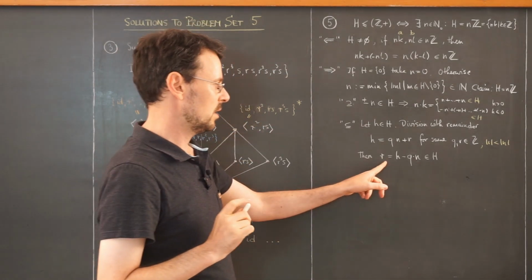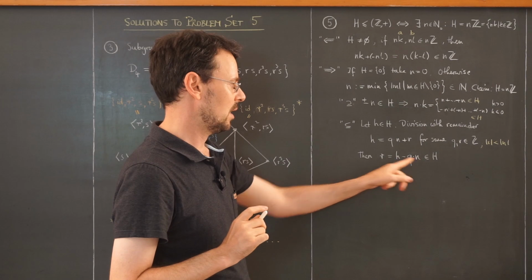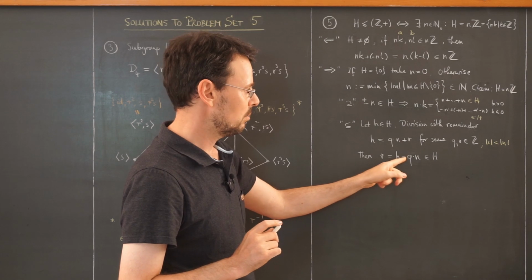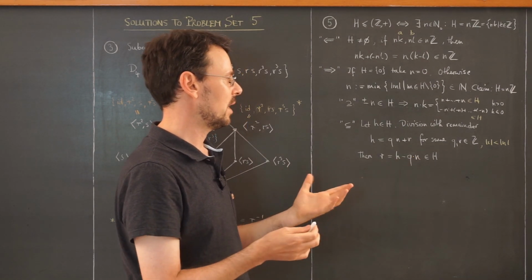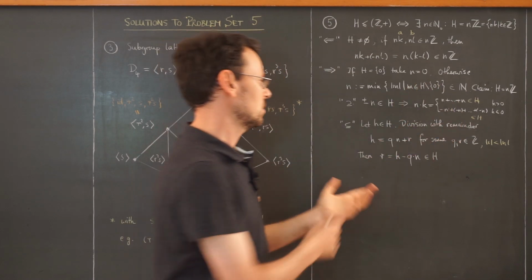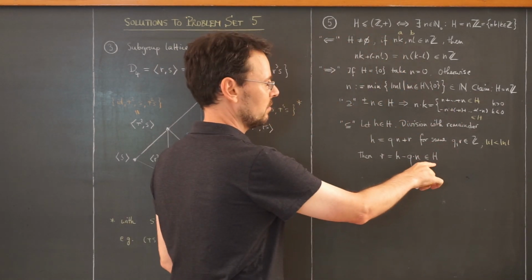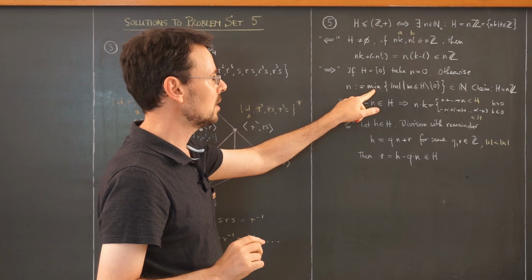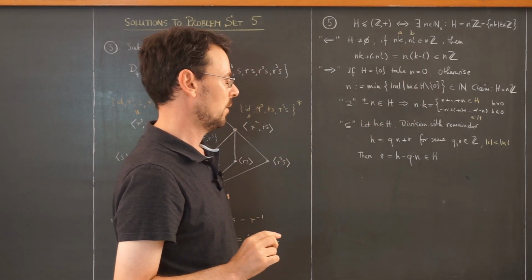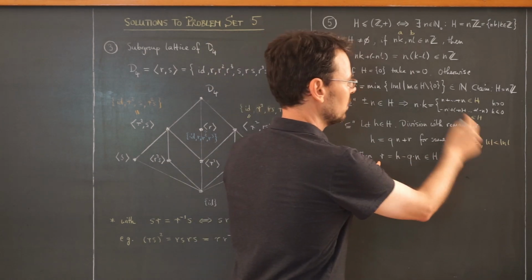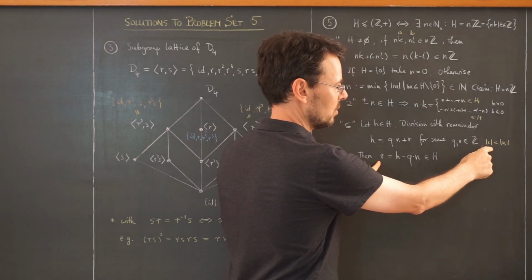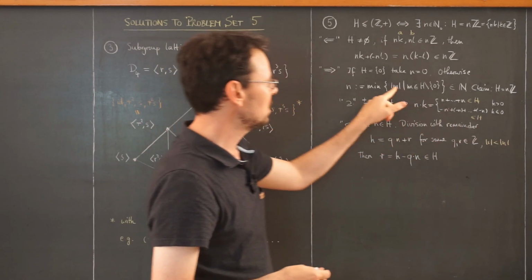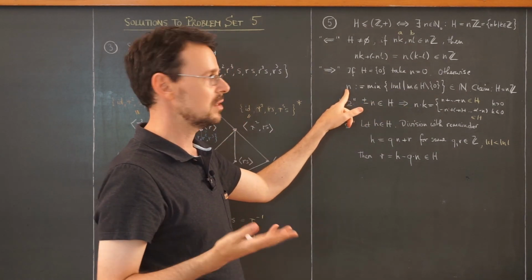But now this remainder can be written as h minus q times n. h lies in H, of course. n lies in H, so minus q times n must also lie in H by this argument here. So r is an element of H, but now we have chosen n to be the minimal element of all those. So the only possible choice for r, without 0, is actually to be 0, because otherwise the absolute value of r would be smaller than the absolute value of n, which is not possible.